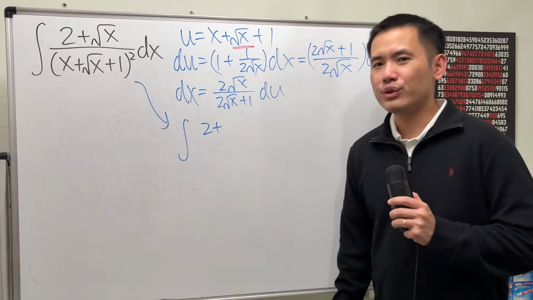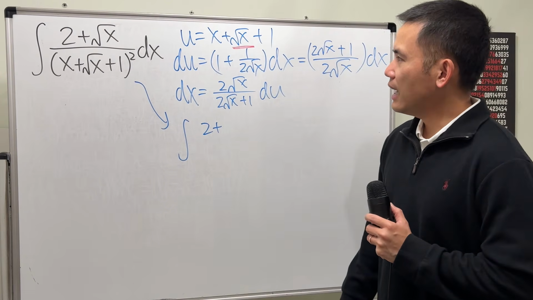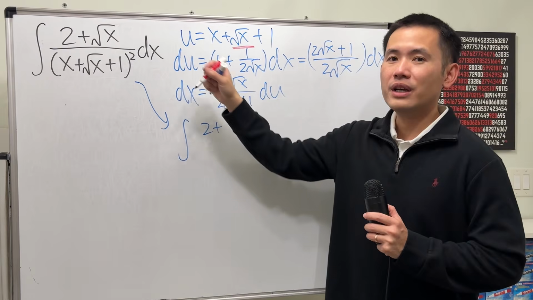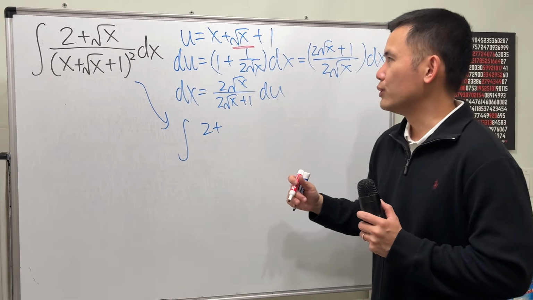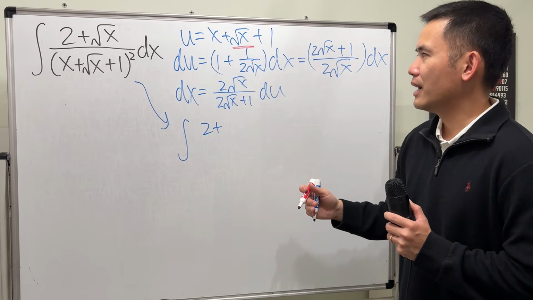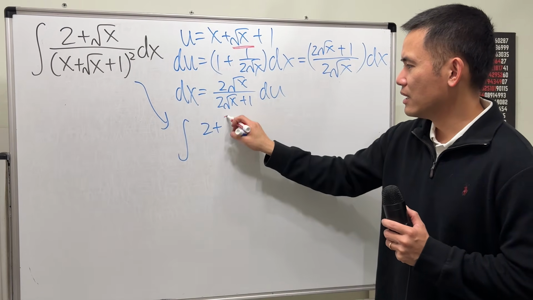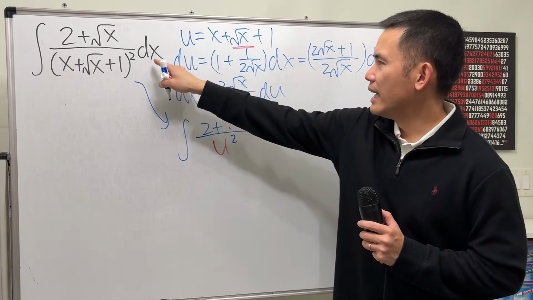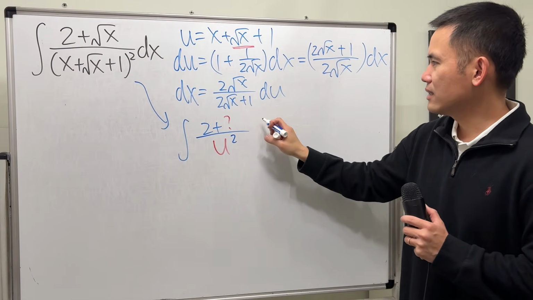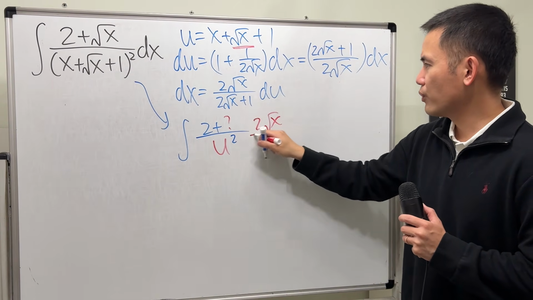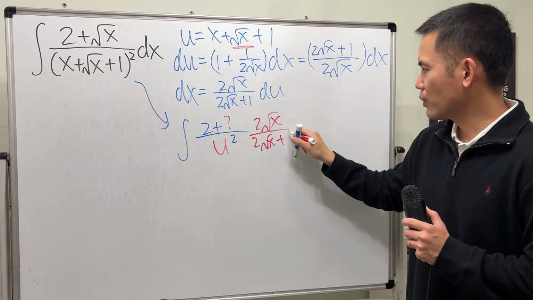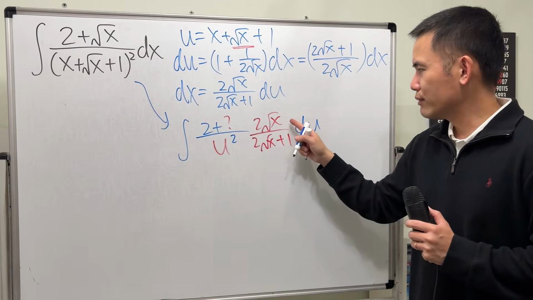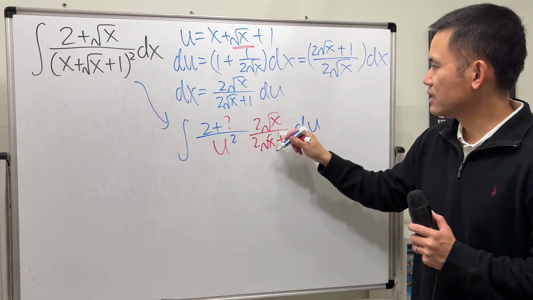Okay, we have square root of x here. It's not going to be so easy to solve for square root of x in terms of u. It's possible, but we will have to use the quadratic formula maybe, and I don't think it's going to be that easy. In addition, on the bottom here we have the u squared, and the dx is 2 square root of x over 2 square root of x plus 1 du. Yeah, it looks like we have to have the square root of x somehow, right?